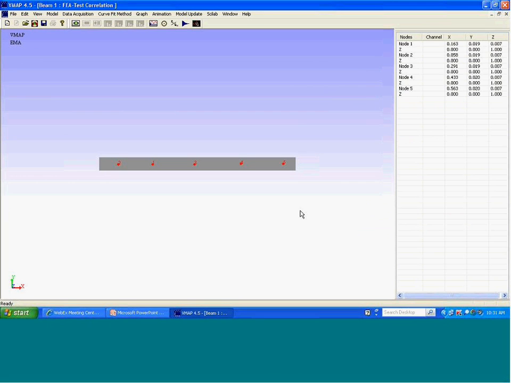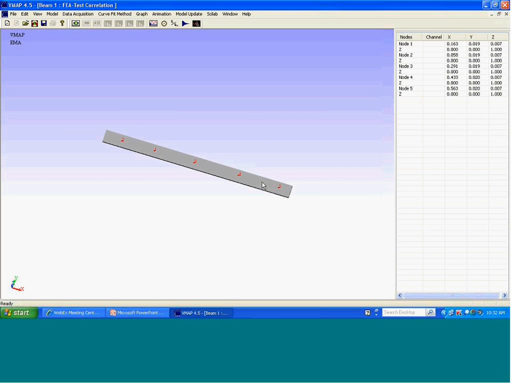I'm using VMAP software. VMAP is a vibration measurement and analysis package, and you can do experimental modal analysis, analysis of the experimental modal analysis results, and correlation with your finite element analysis data. This is the representation of a composite beam, and there are 5 points, 1, 2, 3, 4, 5, marked in red. At these points we placed accelerometers to measure the vibration response when we give an impact to the beam using an impact hammer.